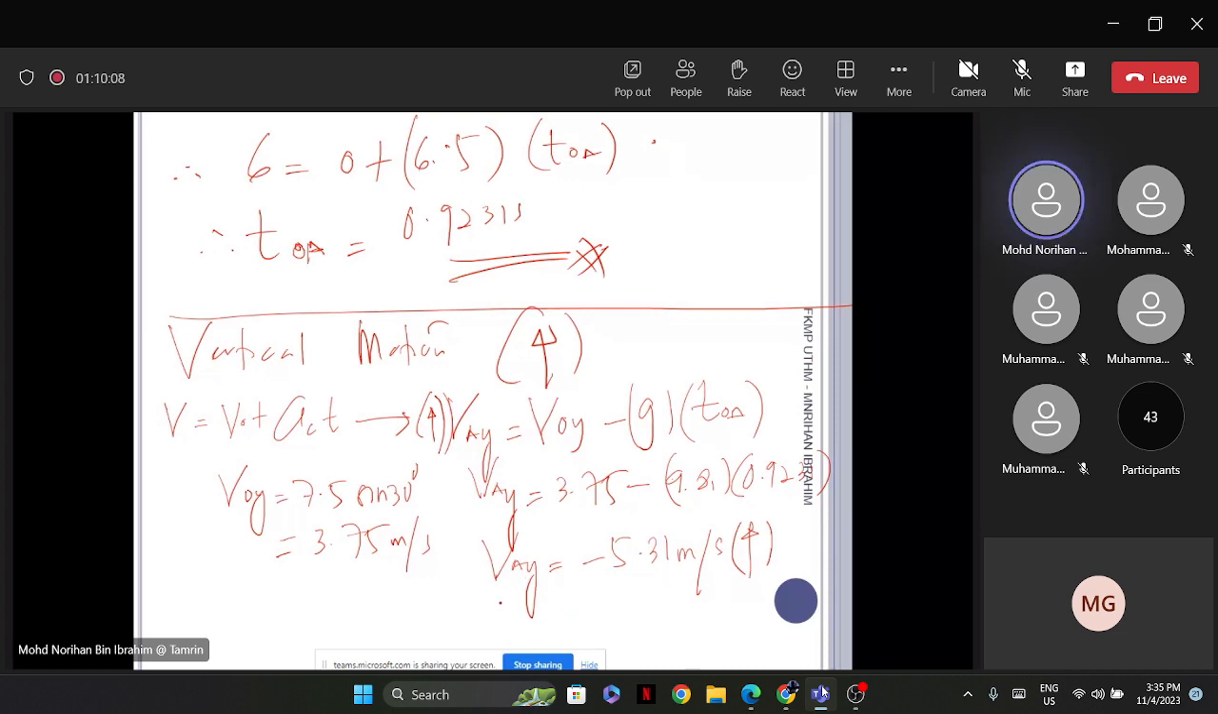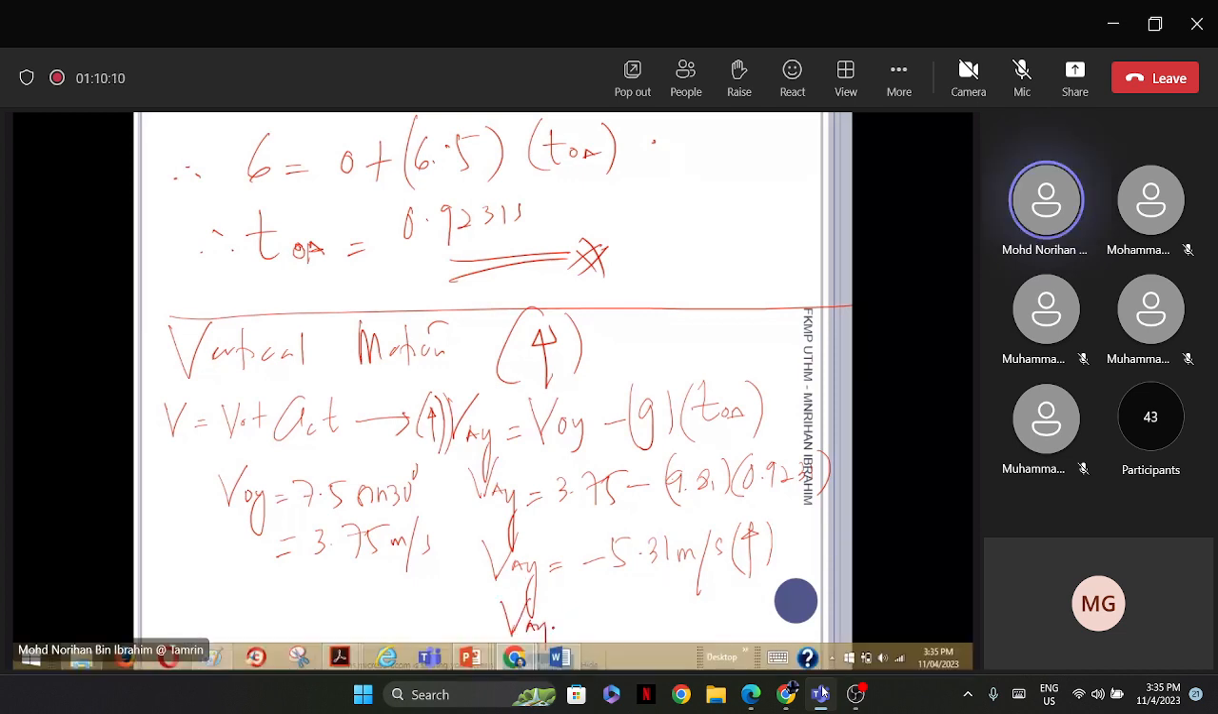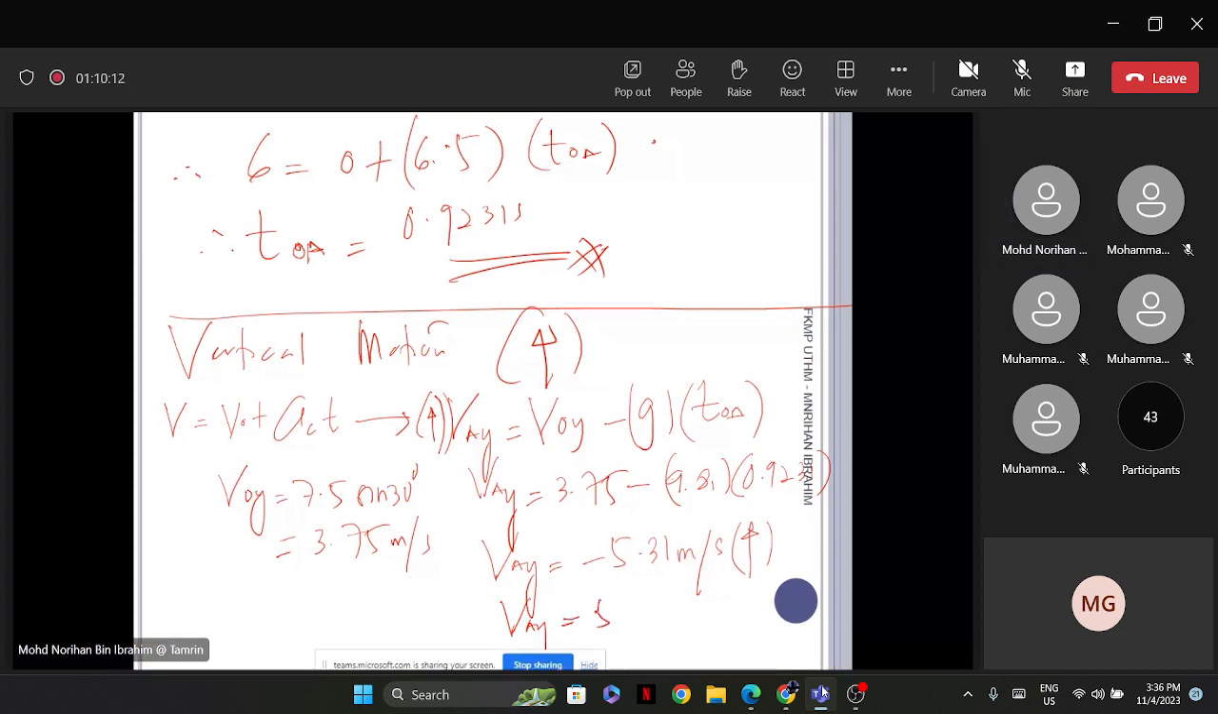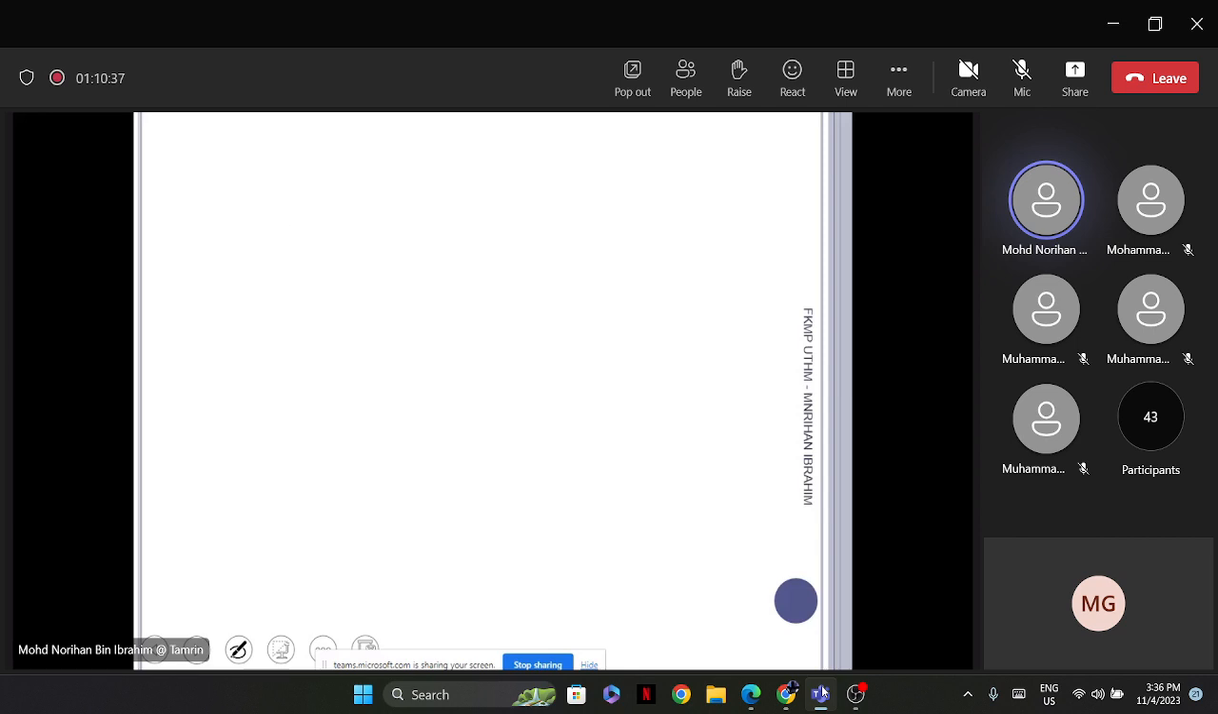it means VAY is equal to 5.31 meter per second. It is actually directed downward. Okay, you got this VAY, then we go to the next step. Let's consider the other equations, which is this one and this equation.